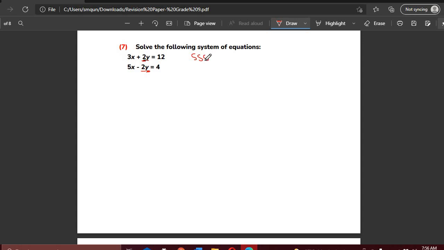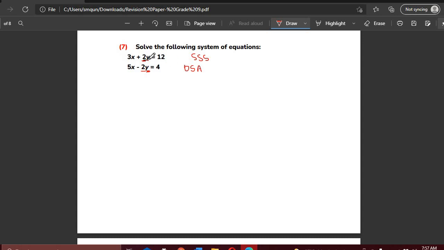Okay, so SSS stands for same sign subtract. So if the term with the same variable and the same coefficient, if those terms have the same sign, meaning that both of them are positive or both of them are negative, then you would subtract them from each other. But if they have different signs, you're going to do the opposite. Okay, so different signs add. So same sign subtract, different signs you're going to add.